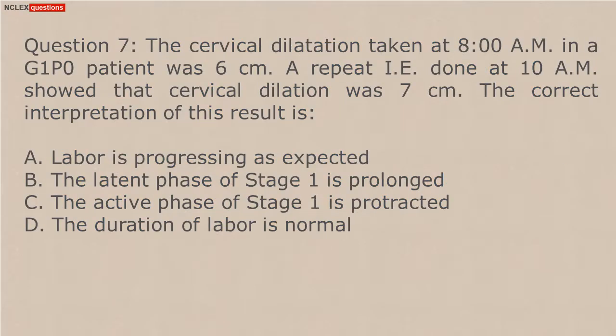Question 7. The cervical dilatation taken at 8 a.m. in a G1P0 patient was 6 cm. A repeat that is done at 10 a.m. showed that cervical dilation was 7 cm. The correct interpretation of this result is A. Labor is progressing as expected. B. The latent phase of stage 1 is prolonged. C. The active phase of stage 1 is protracted. D. The duration of labor is normal.